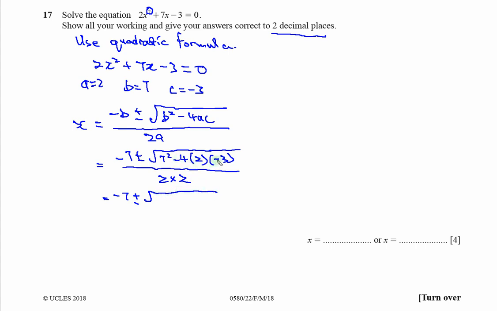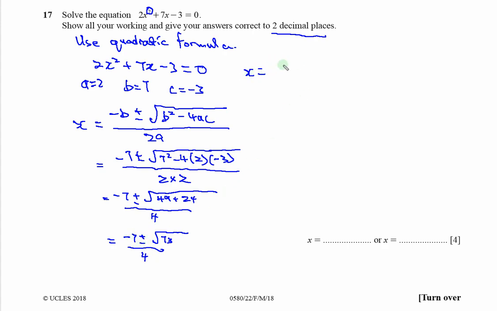Remember, minus times minus becomes plus, so it's 49 plus this multiplied gives you 24 over 4. So minus 7 plus minus square root 73 over 4. Now continue from here. Let's take the negative one, the smaller value.